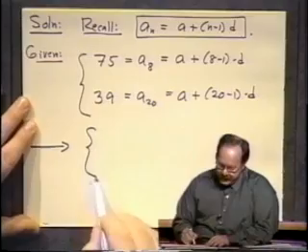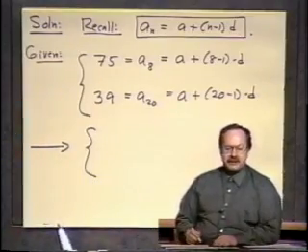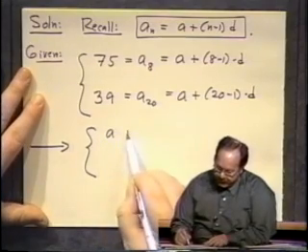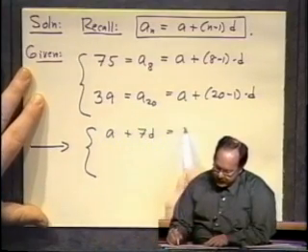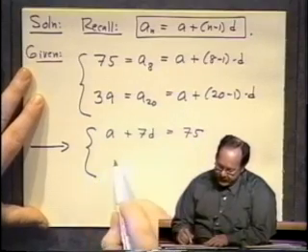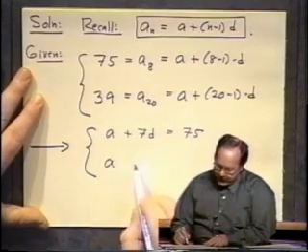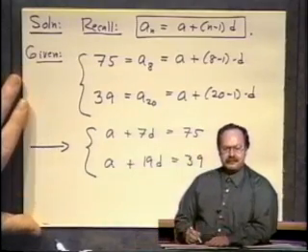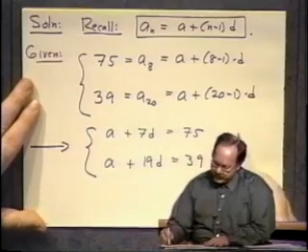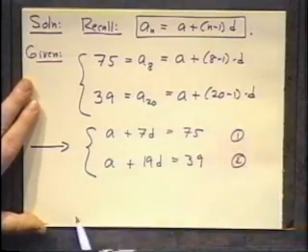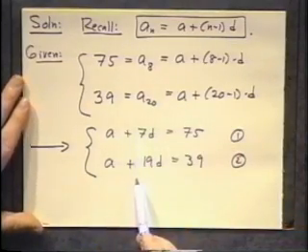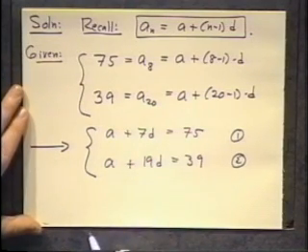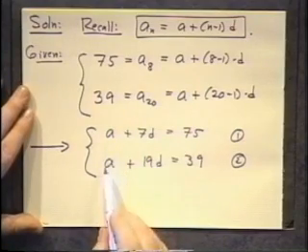Well, with that in mind, I can rewrite this now in the standard form that I like to work with. The top one becomes A plus 7D equals 75, reorganizing that. And the second one becomes A plus 19D equals 39. Okay? So I have my two equations, call them equation 1 and 2. And what I want to do here is solve this system. I want to find an A and a D that will satisfy both of these at the same time. So I'm going to use my usual process.